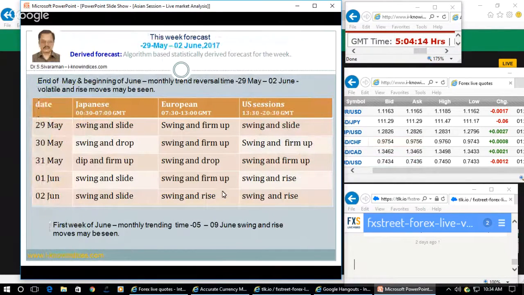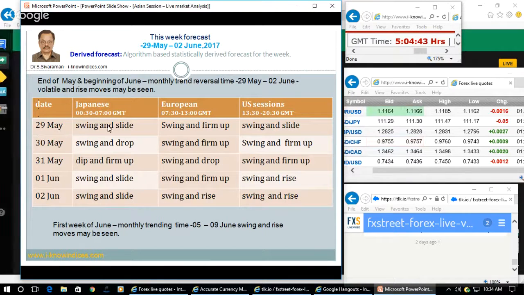First of all, the forecast. So it is the end of May and beginning of June. The monthly trend reversal is expected to happen. The market is expected to make volatile moves. A quick rise may be seen, followed by a quick drop, and a quick drop may be seen, followed by a quick rise, and that sort of moves are going to be prevalent during this week.